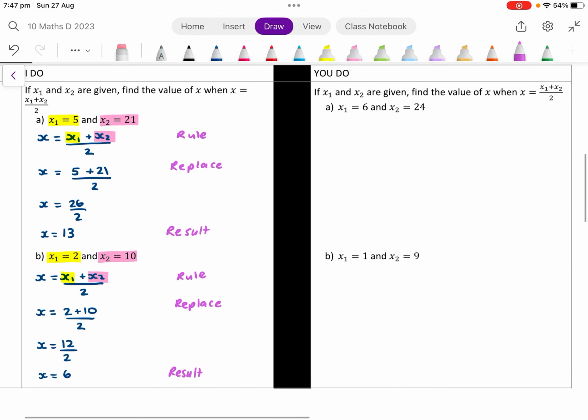Okay, you guys are going to have a bit of time to have a go at the you do. If x1 and x2 are given, find the value of x when x equals x1 plus x2 all divided by 2. For A, you have x1 equals 6 and x2 equals 24. For B, you have x1 equals 1 and x2 equals 9. So pause the video here.